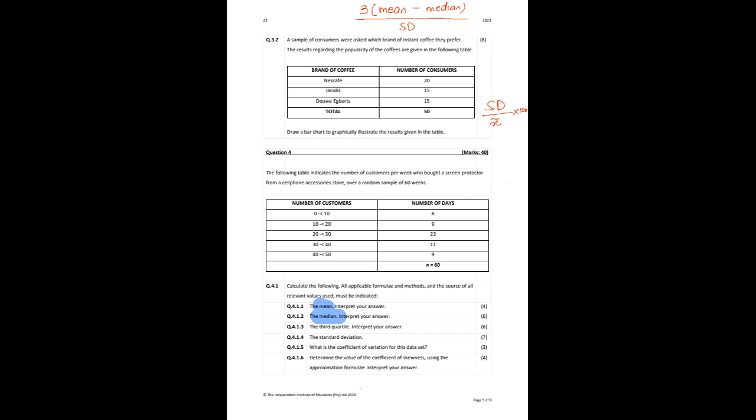And again, here, remember, when you get to your final answer, they asked you to interpret. If it's equal to 0, then there's no skewness in your data set. If it is an answer that's greater than 1, then you will say that your data set is positively skewed. If it is less than 1, then it will be that your data set is negatively skewed.